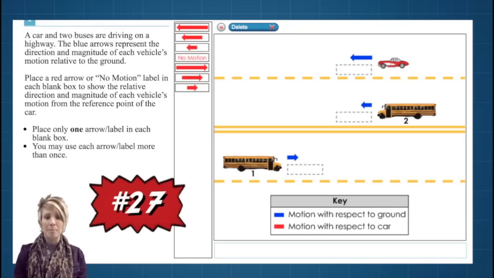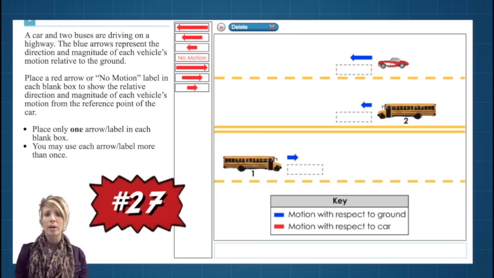Okay, number 27. It says a car and two buses are driving on a highway. The blue arrows represent the direction and magnitude of each vehicle's motion relative to the ground. Now let's look at those blue arrows real quick before we go on. We see a car that has a pretty big blue arrow pointing to the left, a bus that has a smaller arrow pointing to the left, and another bus which has a small arrow pointing to the right. Your directions say place a red arrow or no motion label in each blank box to show the relative direction and magnitude of each vehicle's motion from the reference point of the car.